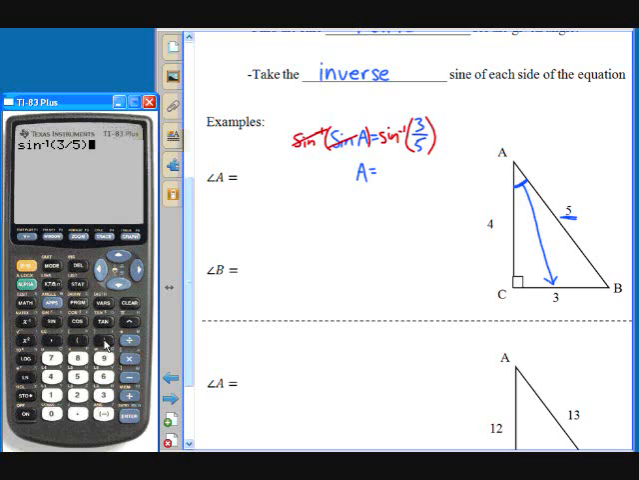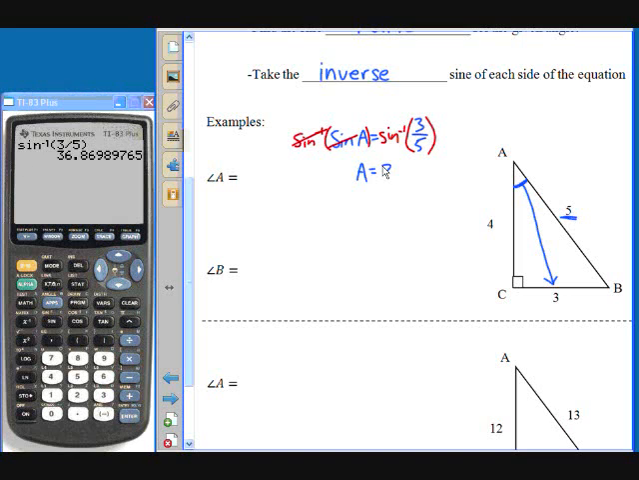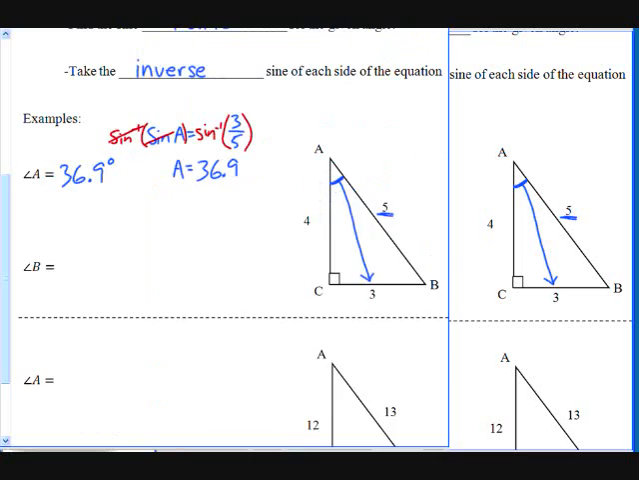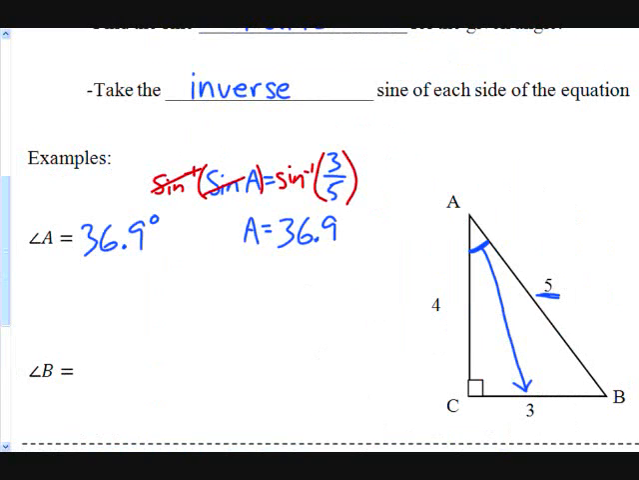I close my parentheses, and I hit enter, and it tells me that this is a 36.9 degree angle. So 36.9 is what it rounds to. Okay. And that's it. That's all there is to it to find A. I'm going to find B the same way. I'm going to use my sine function. So that's what we're working with today.